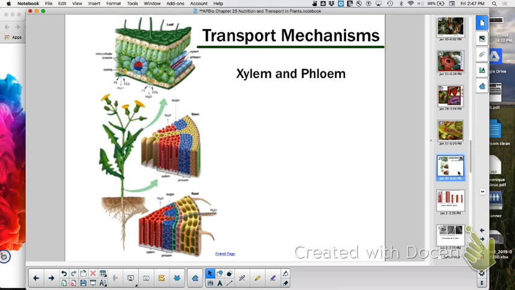But will it still transpire even if the sun is not out? Yes. Because it's following the water potential gradient, right? So outside, the water potential is lower than inside the plant.